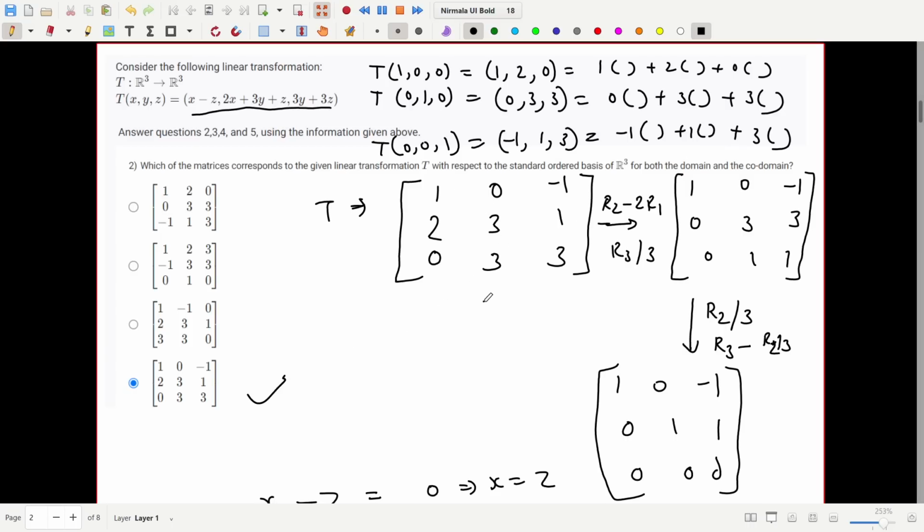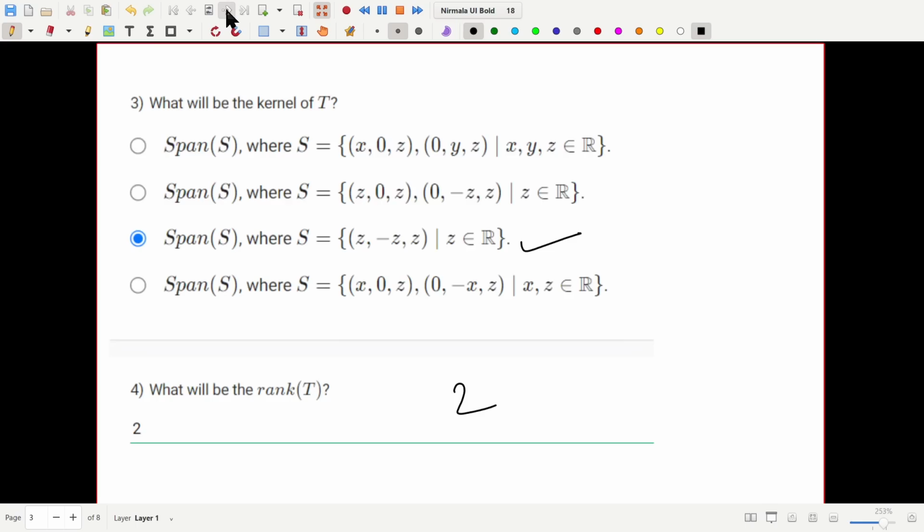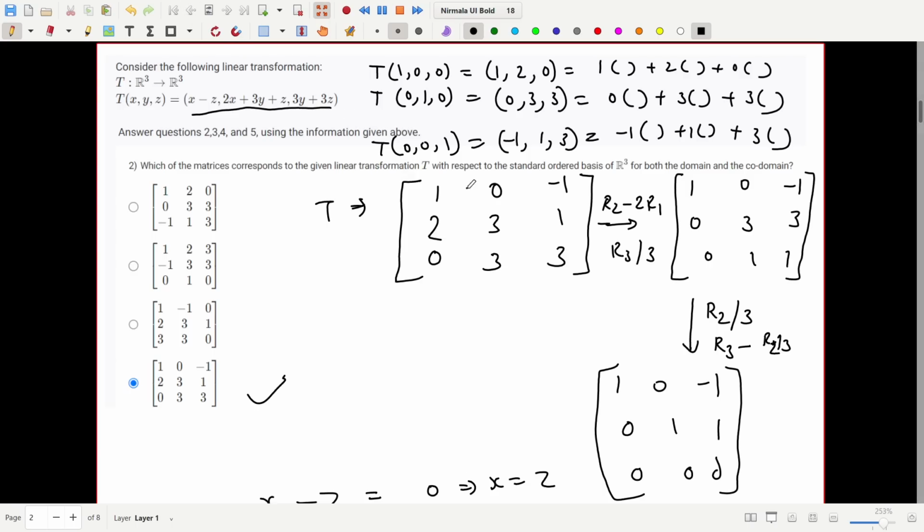Okay. So for the next question, I think we have to perform the row echelon form. Let's see the next one: what is the kernel of T? It is asking for the kernel of T. So we have to perform the row reduced echelon form, and performing it, you get this matrix where rank is 2 and nullity is 1.